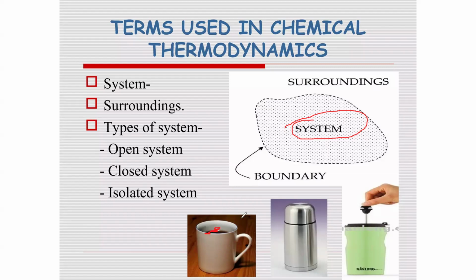Therefore, between the system and the surroundings, there is a boundary. System plus surroundings will give you the universe. Anything outside the system is called surroundings, and between the system and the surroundings there is a boundary. So when you add surroundings plus system, you have a universe.